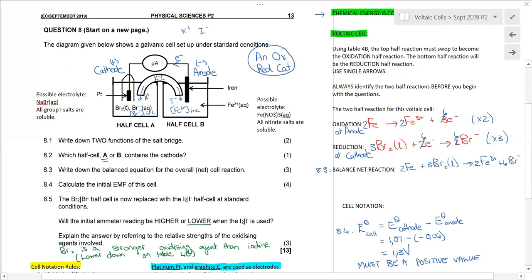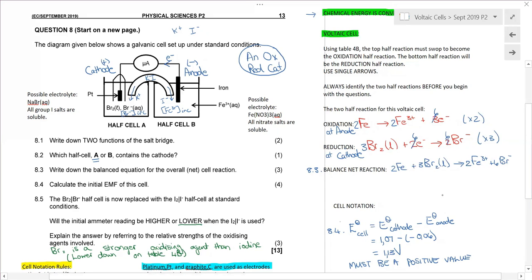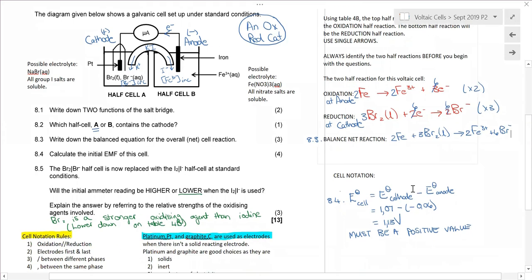A nice way to check that you haven't made any careless mistakes is to check that the total charges on the left, in this case it's 0, equal the total charges on the right-hand side. 2 times +3 is +6, and 6 times -1 is -6. So they balance, so it's unlikely that there are any careless mistakes there.